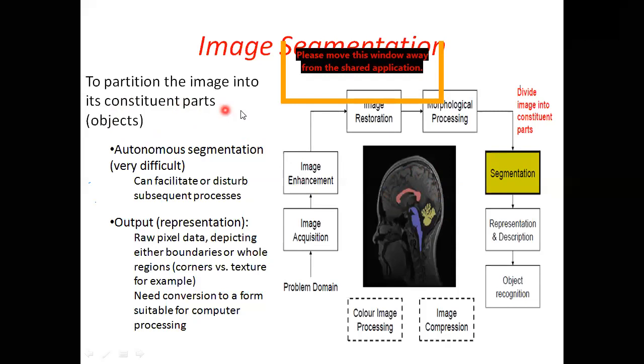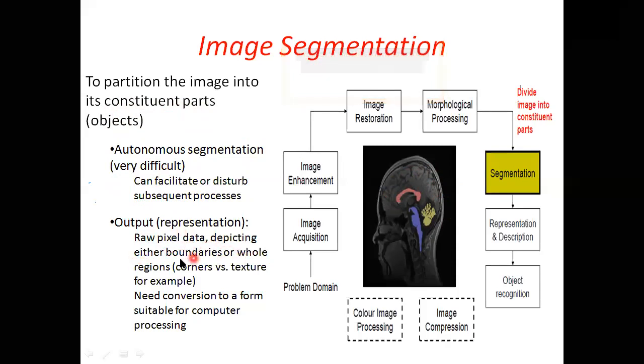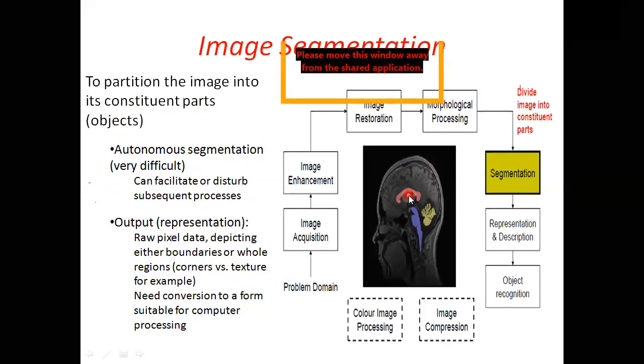So here, we partition the image into its constituent parts, that means objects. Autonomous segmentation is very difficult, because it can facilitate or disturb subsequent processes. If we take the output representation, it is raw pixel data depicting either boundaries or whole regions. Here we need only boundaries, or we need whole regions, a boundary description or a region description. We need conversion to a form suitable for computer processing. This is about segmentation.